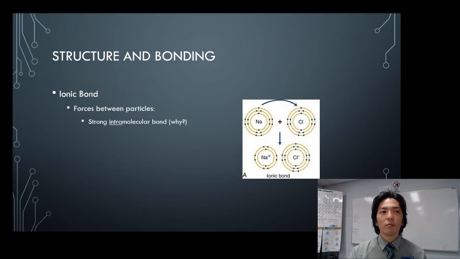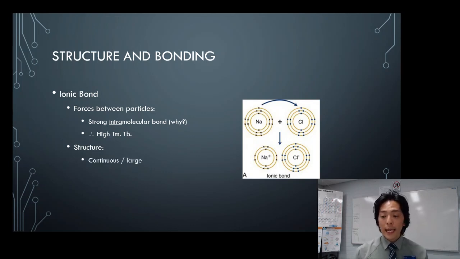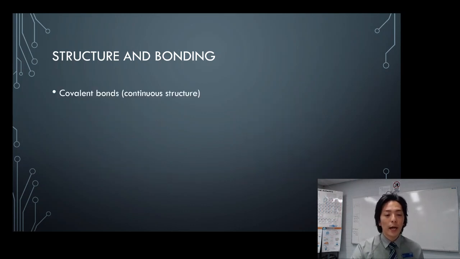Electrostatic charge is static; it never goes away. That causes a physical property to be quite strong. So melting point is high, and boiling point is also high. Tm and Tb stand for temperature of melting, temperature of boiling. You might start seeing these shorthand soon. Structure also is going to be continuous and large. So that's for ionic bonds.